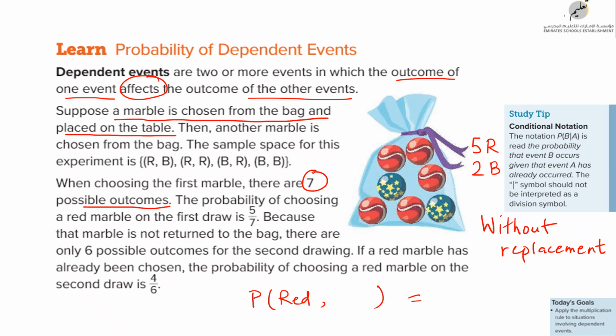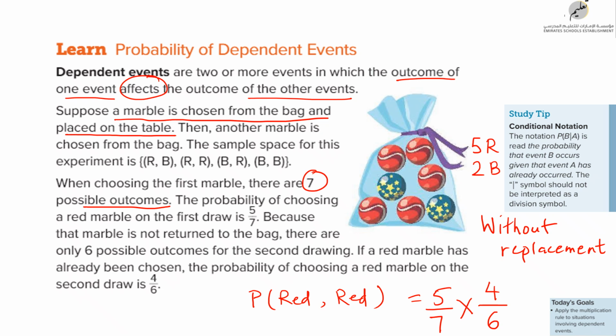How? Let's see. The first time I'm choosing one marble, any of the 5 red balls can come. So 5 is the number of possible outcomes and the total is 7. But now, if I take that red ball and put it on the table, I don't return it to the bag, then the sample space will reduce. Next time, if one red ball is out, the total possible outcomes will be only 6 balls. And if on the second draw I also want red again, then what are the options? Out of these 5, I already took out 1 and didn't put it back. So now only 4 are left. So this is how we calculate the probability.